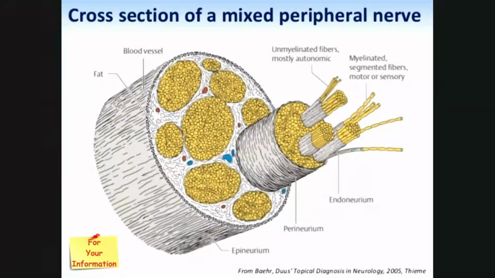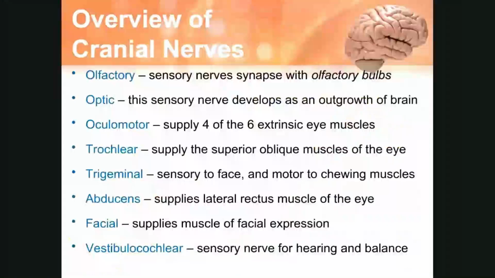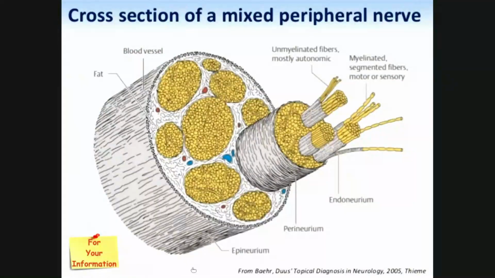Okay, so here you can see the cut section of the nerve. This is the cross section of the mixed peripheral nerve. All nerves have the same axon fibers, that is the neuron fibers, traveling in the nerve. So this is how a cross section of the nerve looks.